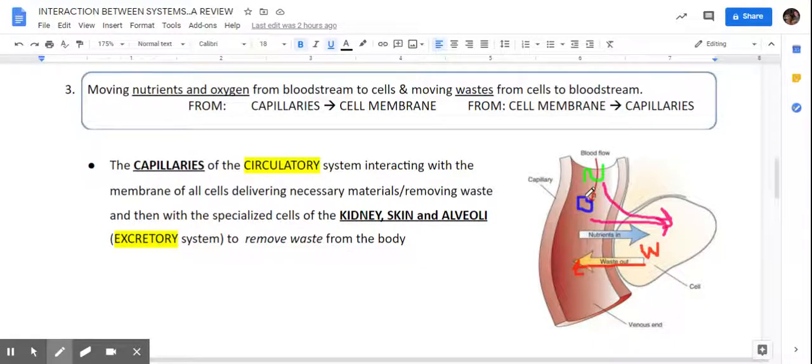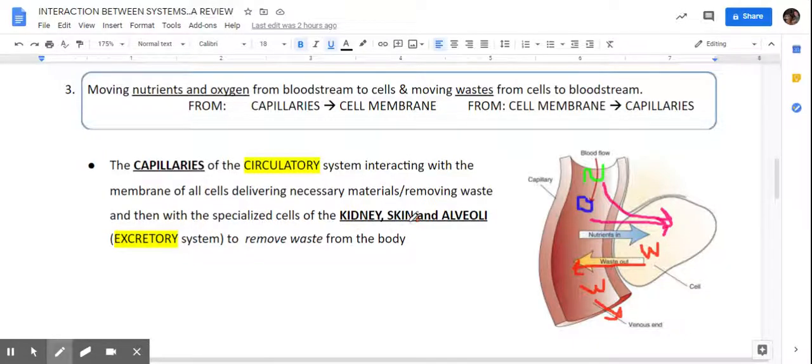And just in the same fashion as these diffused in, the waste will be higher in the cell, so the waste will diffuse out, and the waste can get into the bloodstream, and then it can travel through the bloodstream until it reaches an excretory system organ so it can be removed from the body. Some excretory system organs would include the kidney. That's where we'd filter things like urea and salt and extra water.